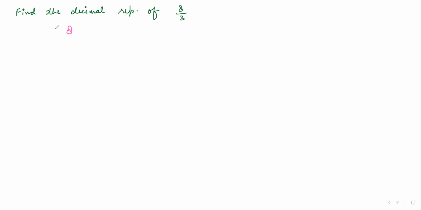So 8 is being divided by 3. So 3 into 2 is 6, right? So you get 2. So you put a decimal and then you put a 0. So 3 into 6 is 18, right? Again 2. Then again 18, right? Again 2. Then again 18. Is this correct? So you will keep on getting 2 as the remainder. It will not end anywhere. Understood?